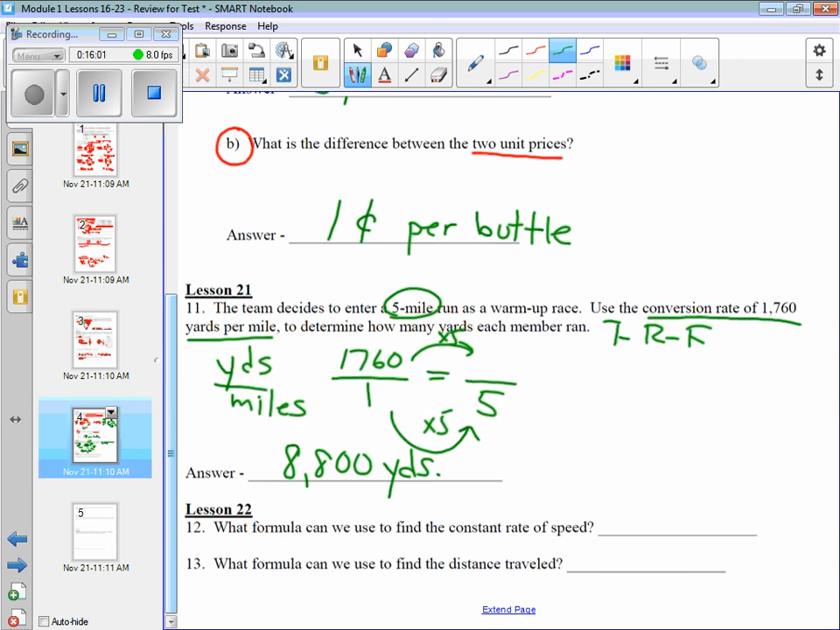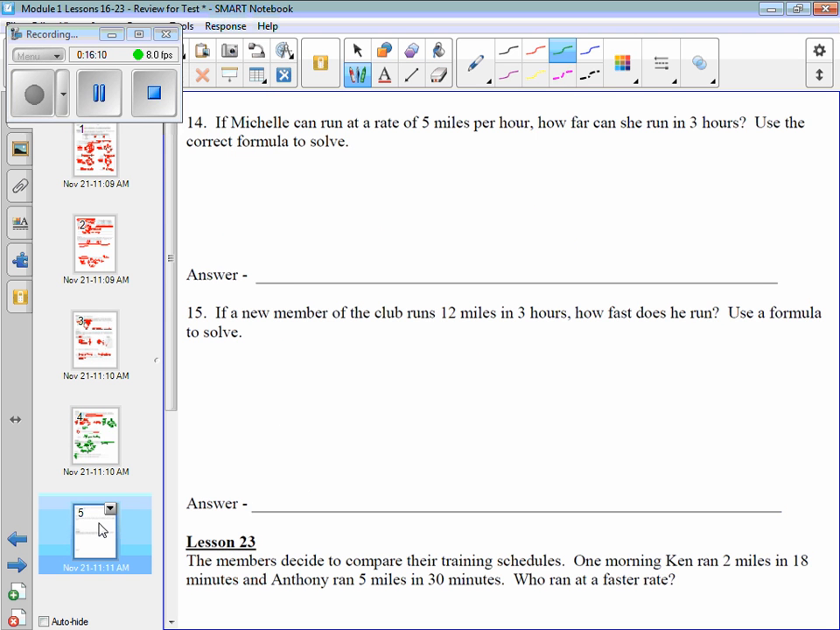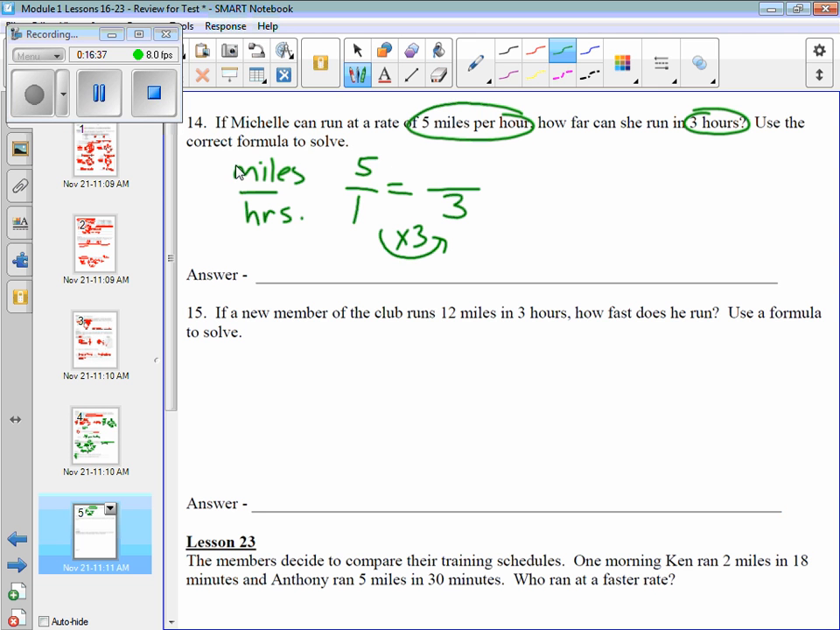We wound up crossing out 12 and 13 because we did not do formulas. No big deal, because we can do it with TRF anyway. We do 14. Set up your template again. Miles over hours. That's going to create 5 over 1 as our given ratio. And we have to figure out how far 3 hours multiplied by 3. You get 15.